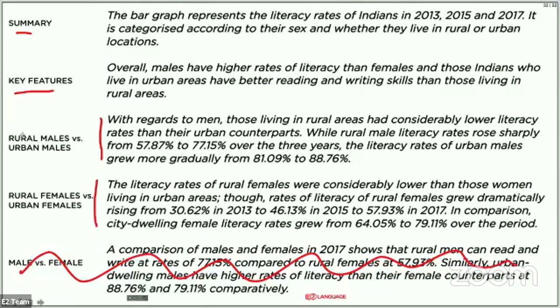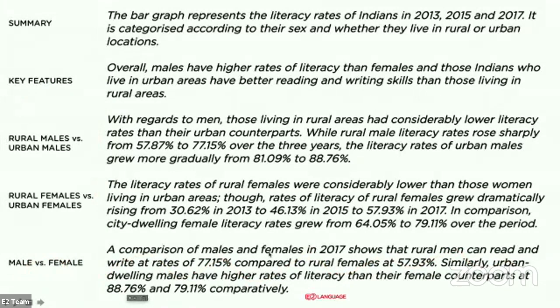I did rural males versus urban males. I compared their literacy rates. And then I compared rural females versus urban females. I compared their literacy rates. Okay. Now, I'll get to this extra paragraph later on, and I'll show you why I did that. It's a bit of a trick.